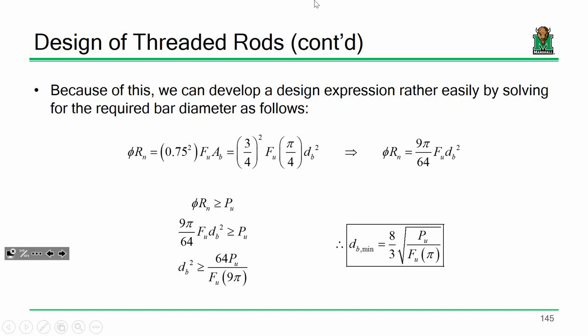I'm in design mode, so I want to solve for the diameter. How do I do that? Well, this design capacity has to be greater than or equal to the factored load. So this design capacity, 9 pi over 64 Fu d_b squared, has to be greater than or equal to the factored load. Rearrange and solve for the diameter. So Fu goes on the bottom, 9 pi goes on the bottom, 64 goes up top. Take the square root, and there you go. That's it. Once you get a factored load, plug and chug. Simple, right? I hope when we use this equation you don't think I'm pulling the answer out of a hat, like pulling a rabbit out of a hat. This is really pretty straightforward. Just plug and chug, get your diameter. Any questions?